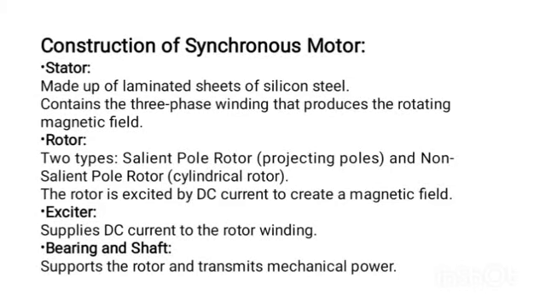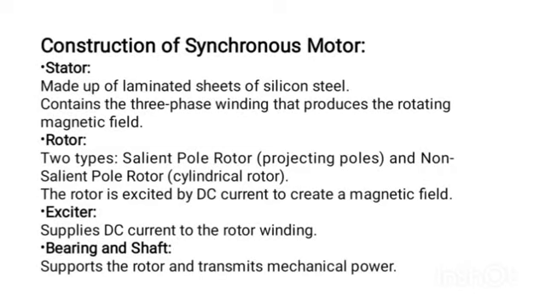Next, the rotor construction. Normally the rotor has two types. One is the salient pole type, that is projecting poles. The poles are projected out from the machine, so that's why it is called a salient pole rotor. The other is the non-salient pole rotor, another name for which is cylindrical rotor. The non-salient pole rotor rotates at irregular speed, but the salient pole rotor rotates at smooth speed. So generally we use the non-salient pole rotor in these machines.